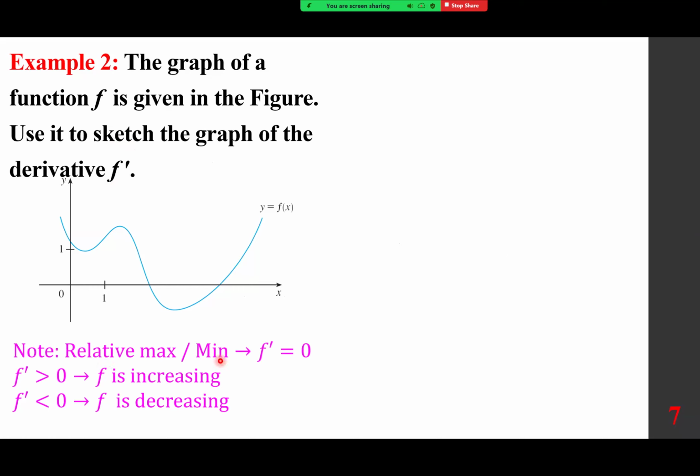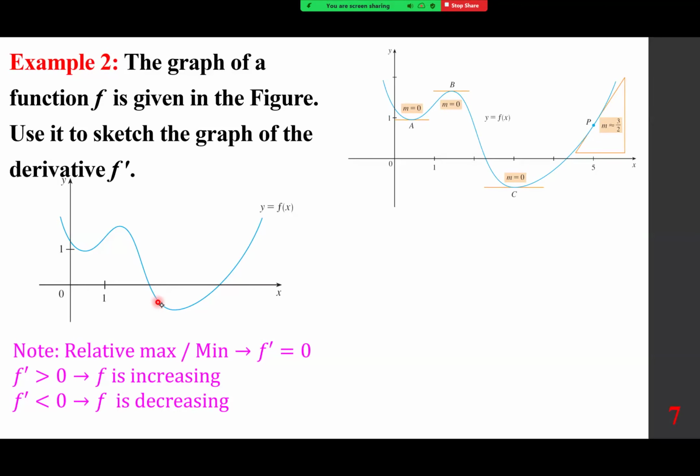Note relative max and min, that means peaks and valleys. f prime is 0. f prime is larger than 0 if f is increasing. If you look at, for example, this part, it looks like a line with a positive slope. f prime is less than 0 if f is decreasing. For example, this part looks like a line with a negative slope. So what do we do? We pay attention to important parts.